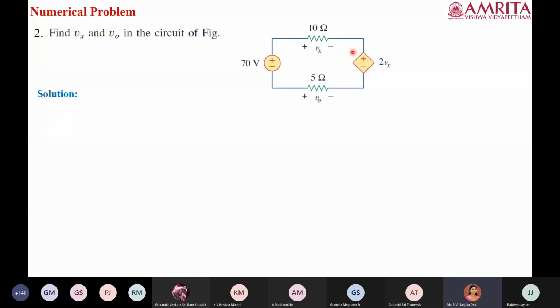Okay. So only after we compute the values will we know whether the polarity they have given is correct or not. Sometimes it may be correct, sometimes it has to be the opposite. So right now we do not have an idea, but the question they have asked is to find these two voltages, Vx as well as V naught. Even we do not know whether the polarity they have taken is correct or not.